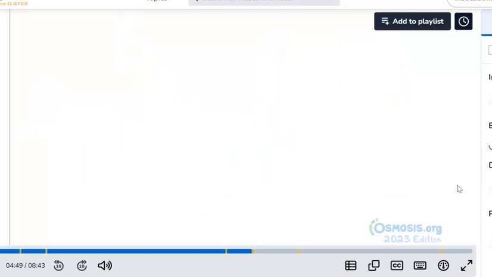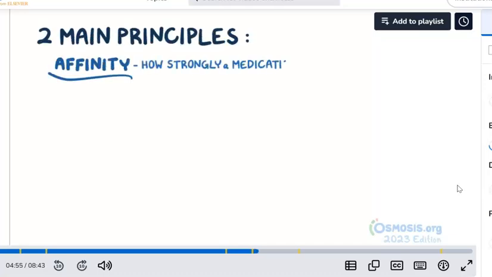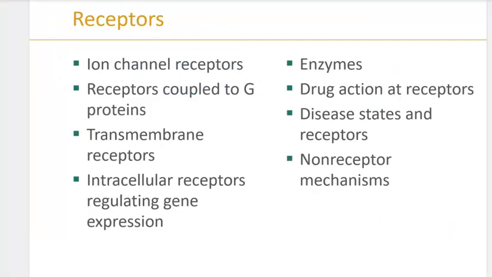Now, the way a medication and receptor interact with each other is ruled by two main principles. Affinity is how strongly a medication binds to its receptor. This is mainly determined by the strength of the chemical bond between the two.